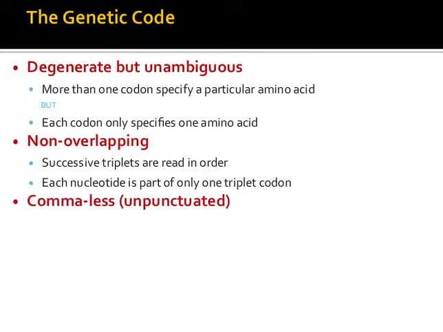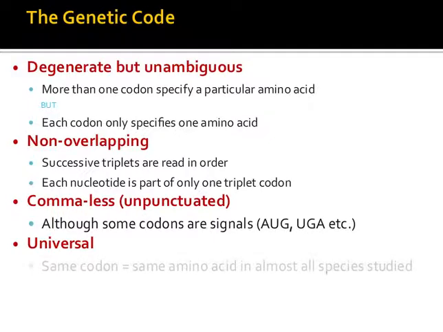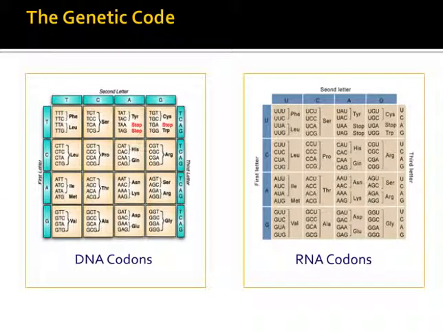The third is that the code is commaless or unpunctuated. That means that there are no breaks or markers to distinguish one codon from another, although some codons have extra meaning, like the start and termination codons. And lastly, the code is universal. The same codon specifies the same amino acid in all species, with some exceptions. For example, in the mitochondria, there are 3 codons that specify different amino acids.